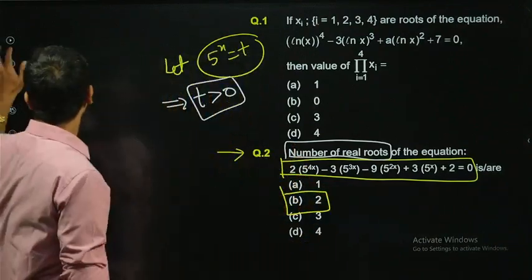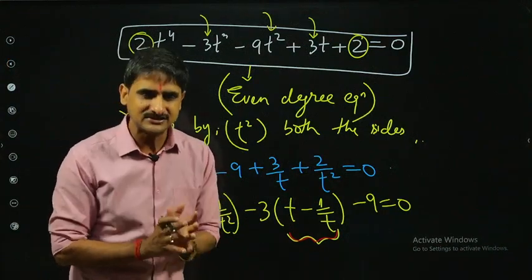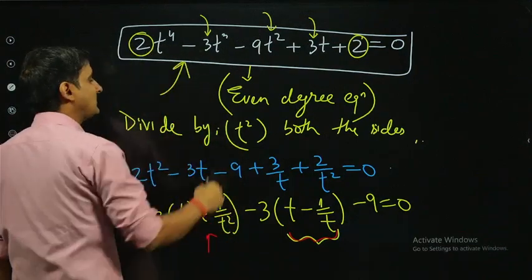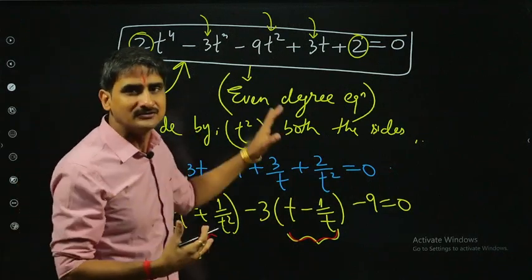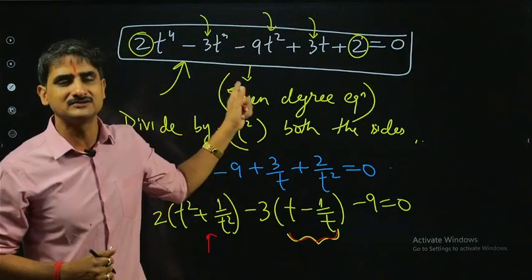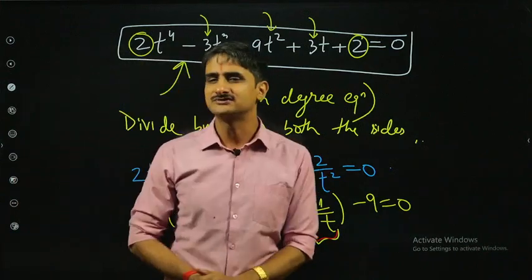So again, I will repeat: the crux of the discussion, or the brain of this question, was this form, where I told you what the importance of this form is. Whenever you get a biquadratic in this form, that's the approach you should follow here. So that was the question for today.